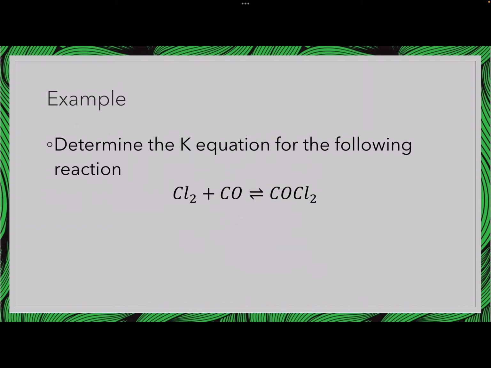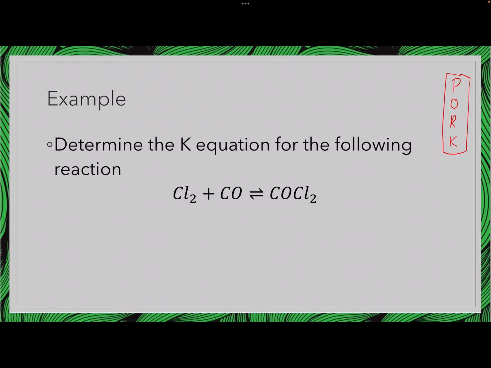Here we've got chlorine plus carbon monoxide gives COCl2. Now, we need to determine the K equation or the K expression for this reaction. So we're going to follow our mnemonic of products over reactants equals K. Products, we have COCl2, so the concentration of COCl2 will be at the top. CO will be at the bottom. Cl2 will be at the bottom.